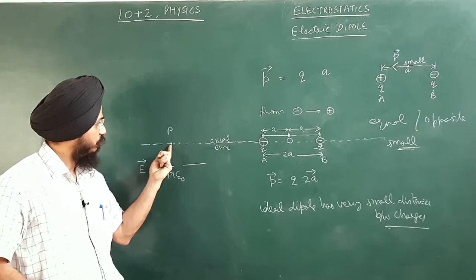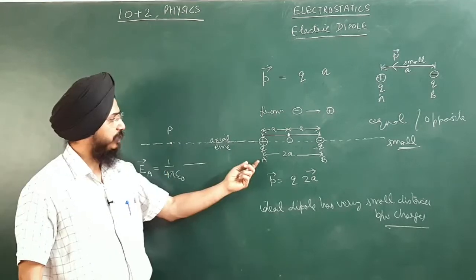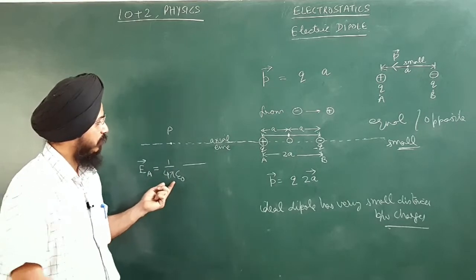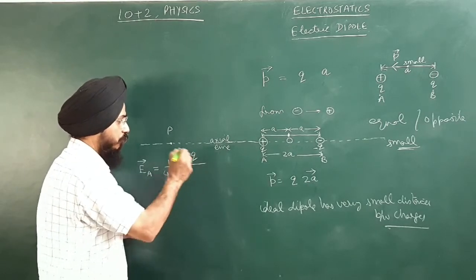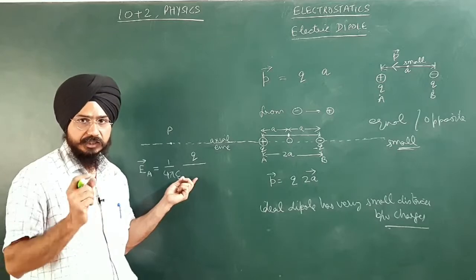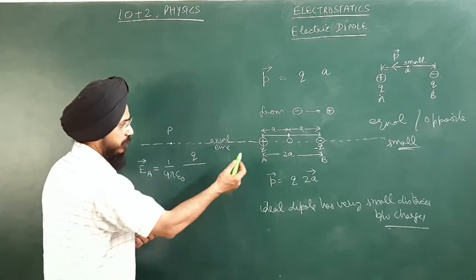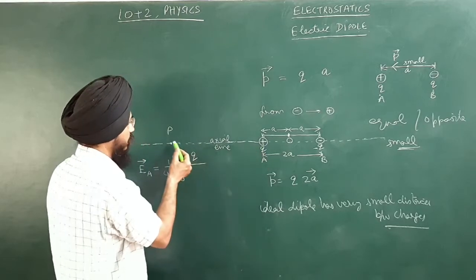So now we are going to calculate the field here due to the charge which is placed at A. So EA is equal to 1 upon 4 pi epsilon naught times the magnitude of the charge Q over the distance of the charge squared. So what is the distance? The distance is from this point to this point.